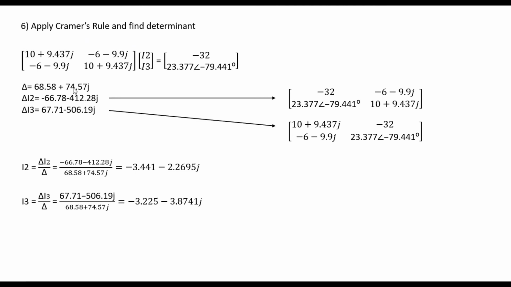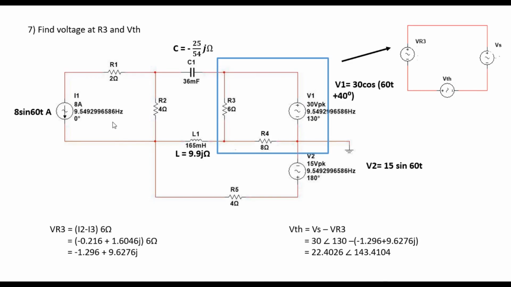Next step is to find voltage R3 and VTH at this area. So the calculation of VR3, the voltage of R3, we get the value of this one, and draw the equivalent circuit to find VTH. It will look like this. The calculation resulted with this equation.